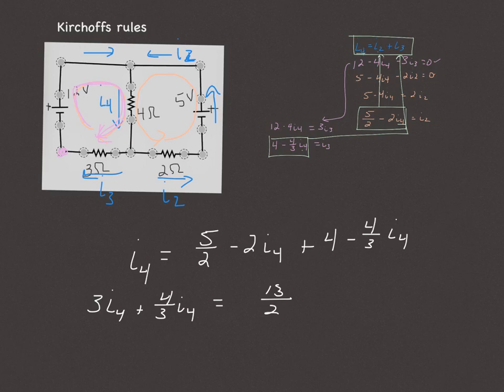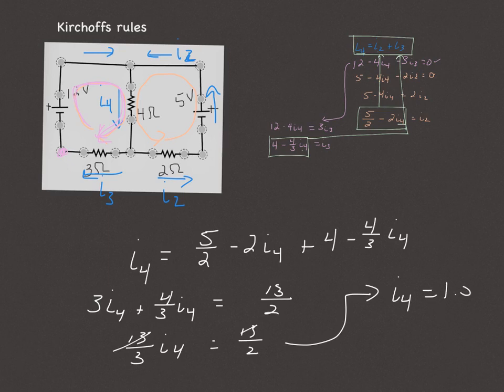3 times 3 is 9, so 3 is 9/3. 9 plus 4 is 13/3. I4 equals 13/2. 13s will cancel out, so you're left with 1/3 I4 equals 1/2. Just move that 3 to the other side. You get I4 is equal to 3/2 or 1.5 amps. Alright, so there's our first current.